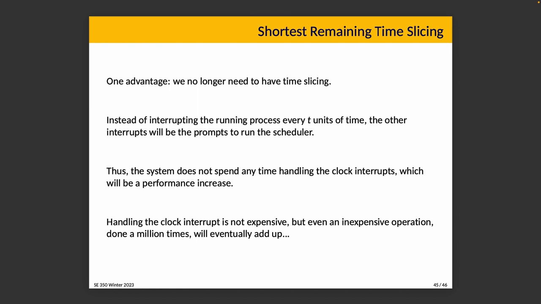One interesting advantage of doing something like shortest remaining time is that we no longer need to have time slicing. Instead of interrupting the running process every T units of time, other interrupts like users launching programs, hardware operations completing, and what have you, will be enough to prompt us to run the scheduler, generally speaking. The system therefore doesn't have to spend time handling the clock interrupts, which could be convenient, right? There is time that's wasted, or at least used up, handling this. And although handling an individual clock interrupt is not particularly expensive, even an inexpensive operation done a billion times is expensive. It does add up, right?